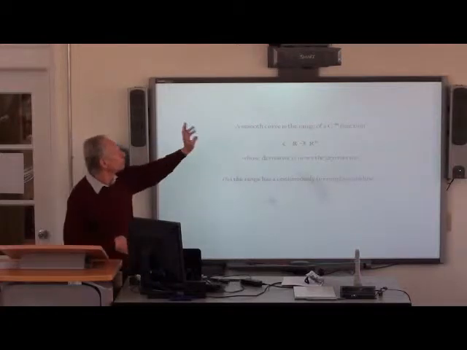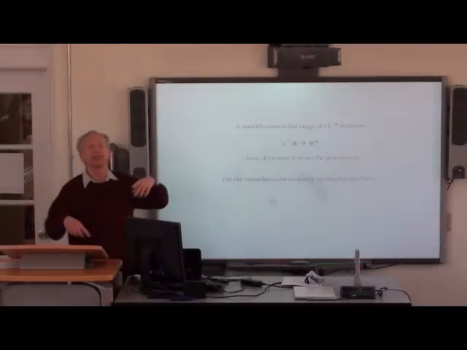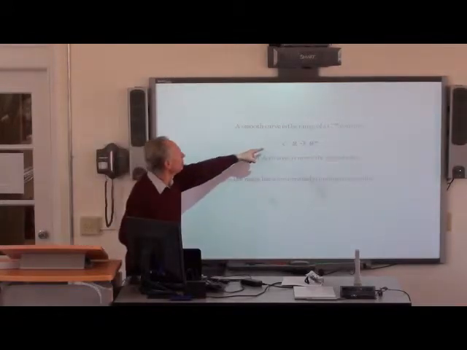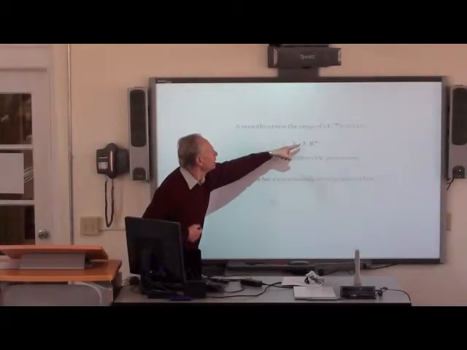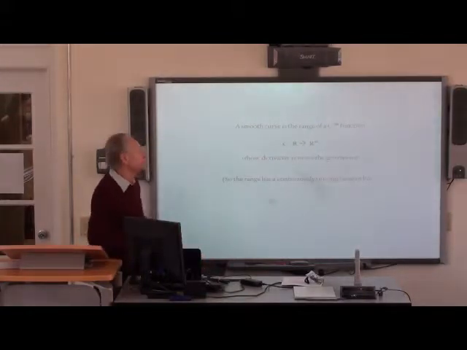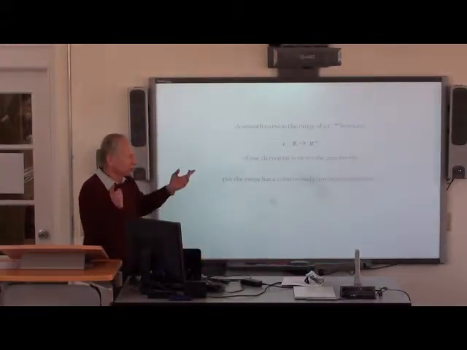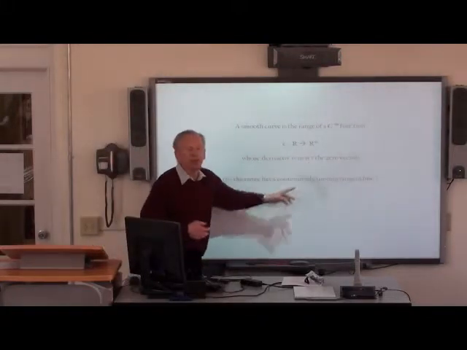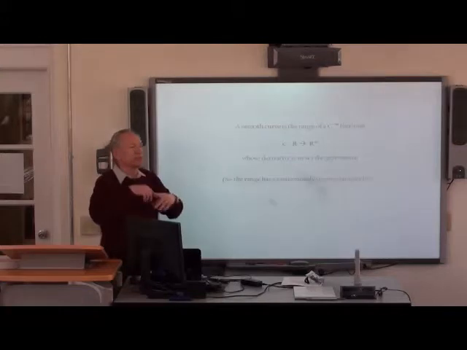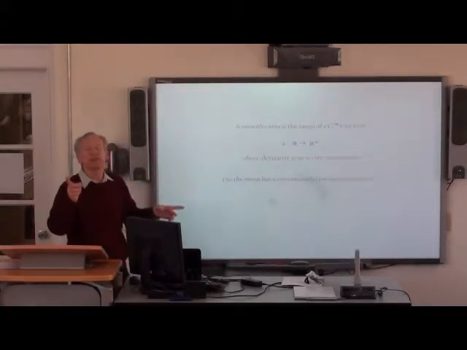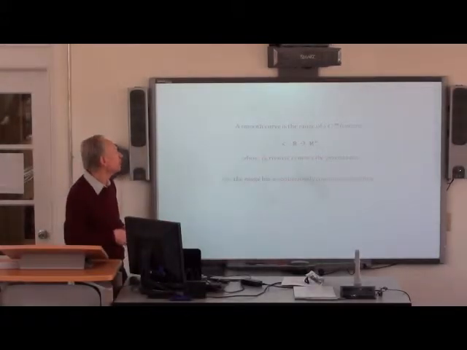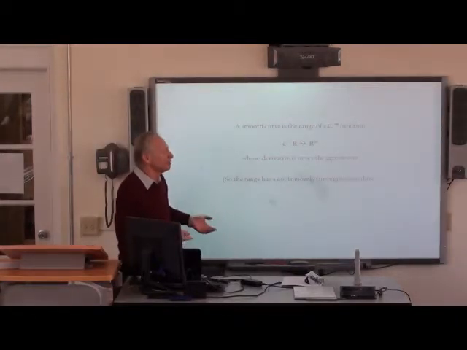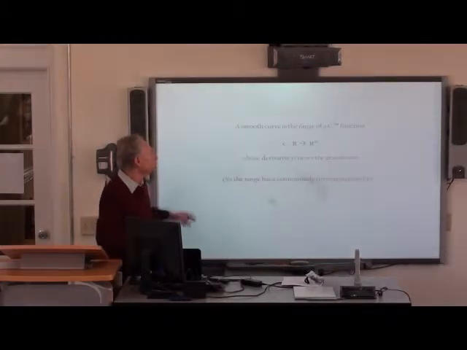A smooth curve is a range of a C infinity function. C infinity just says you can take as many derivatives as you want. You've got a function C going from the real line into Rn, think of a plane or three-dimensional space, whose derivative is never the zero vector. When you're up in two-dimensional or three-dimensional spaces, vectors suddenly become very important, and your derivatives will be vectors rather than just ordinary numbers.